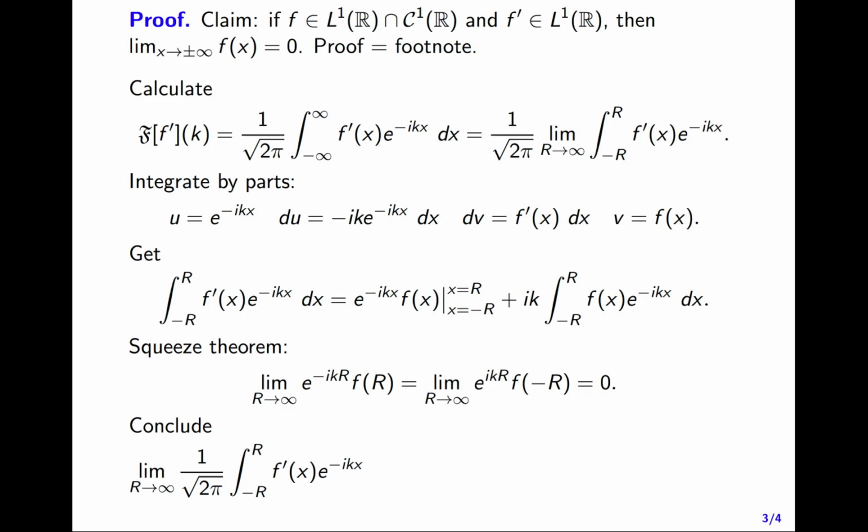Because now I conclude that the limit as r goes to infinity of 1 over root 2 pi, integral from minus r to r of f prime of x e to the minus ikx, is just going to be ik times the limit as r goes to infinity of 1 over root 2 pi, integral from minus r to r of f of x e to the minus ikx dx. Now, look at this symmetric limit on the right. I have my integral from minus r to r of f of x e to the minus ikx. This is the symmetric integral giving the Fourier transform of f. And I know I'm allowed to express the Fourier transform via this symmetric limit because f is in L1. So this is equal to ik times f hat of k. And there we go.